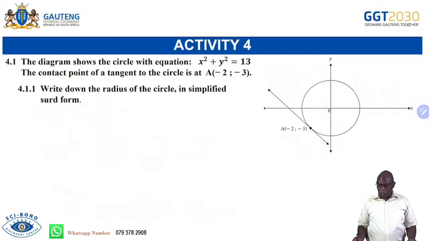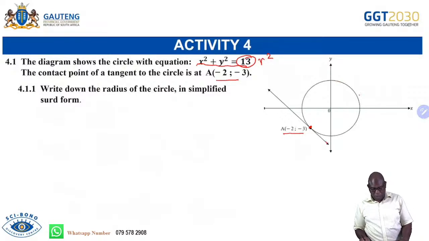Now, let's look at the first question. It says the diagram shows the circle with equation x squared plus y squared equals 13. That 13 here is r squared. Now they say the contact point of the tangent is (-2; -3). That is the point that has been given, meaning that line is a tangent. If r squared is 13, then r will be the square root of 13.